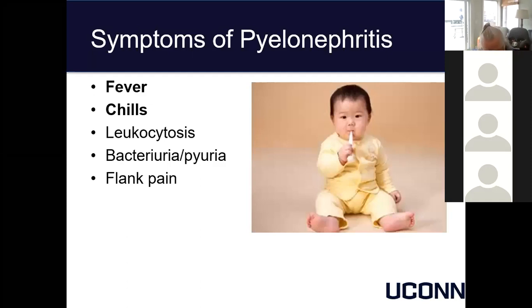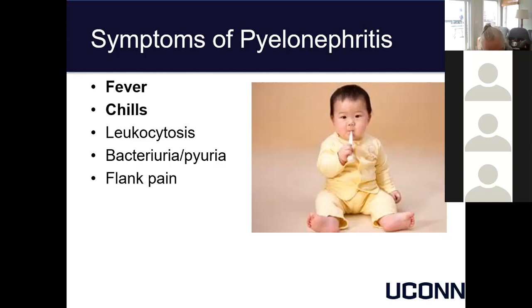So oftentimes, you see those typical signs of infection: fever, chills, increased white blood cell count, bacteria or pyuria, where you're seeing white blood cells, or both white blood cells and bacteria in the urine, and flank pain. If you'll think back to your head to toe physicals, we may have talked about costovertebral angle pain, CVA tenderness. Do those words ring a bell with anybody?